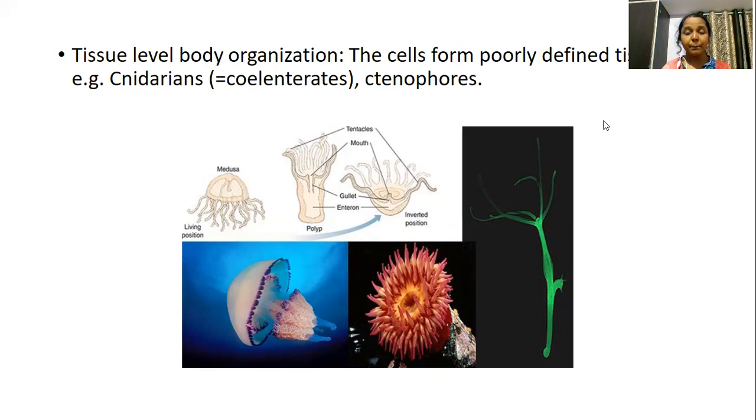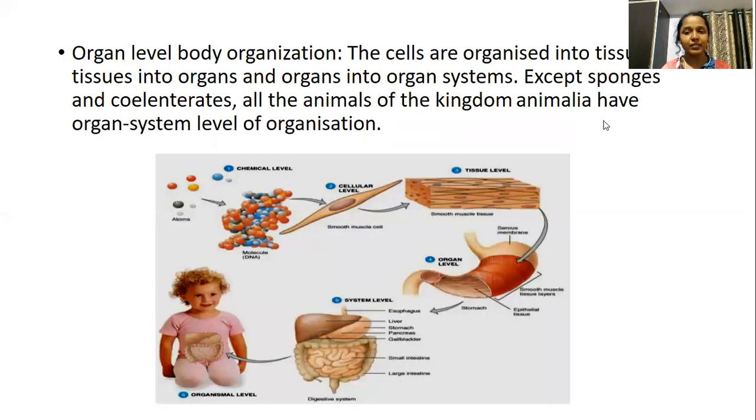There we can see a particular tissue, a group of cells which perform similar functions, forms a tissue, and that tissue works as a part of the body. That is tissue level body organization. Next is organ level organization.